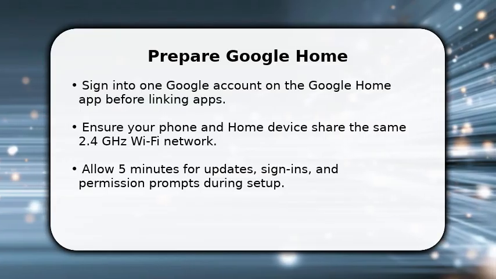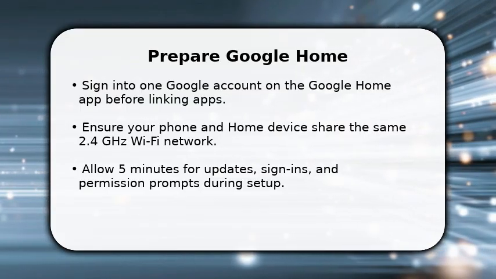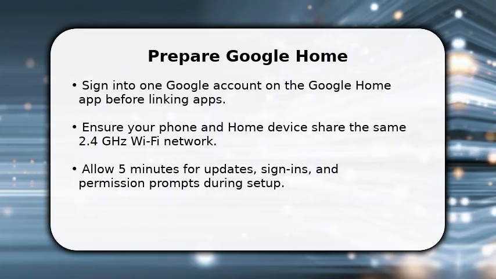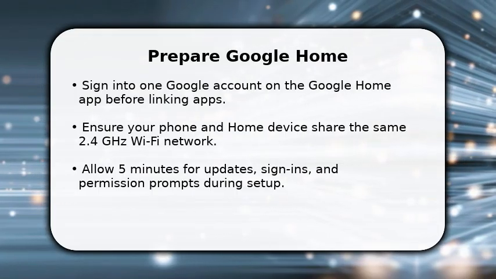Sign into one Google account on the Google Home app before linking apps. Open the Play Store or App Store to update the Google Home app to the latest version. Ensure your phone and home device share the same 4 GHz Wi-Fi network and are on the same subnet.